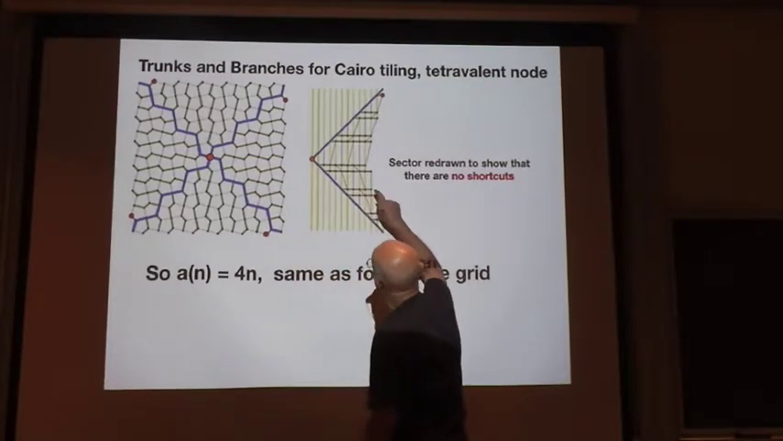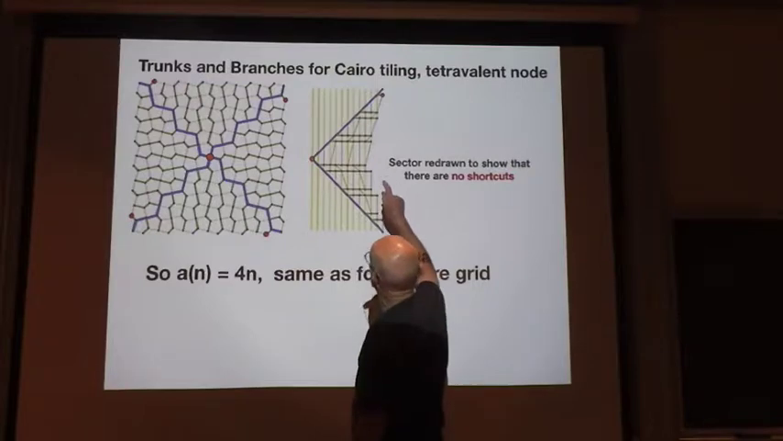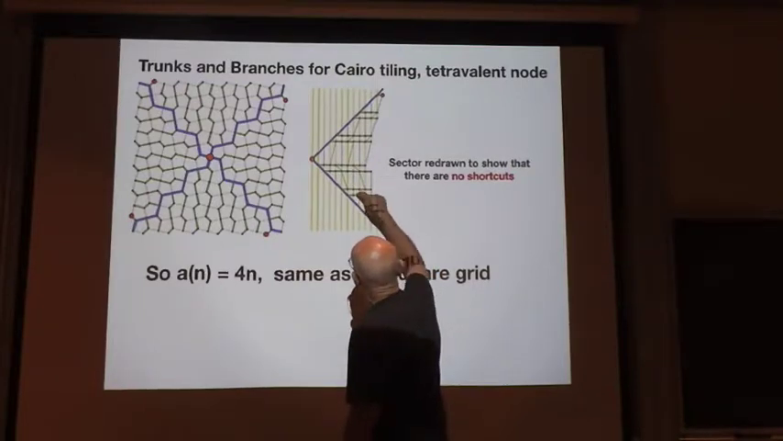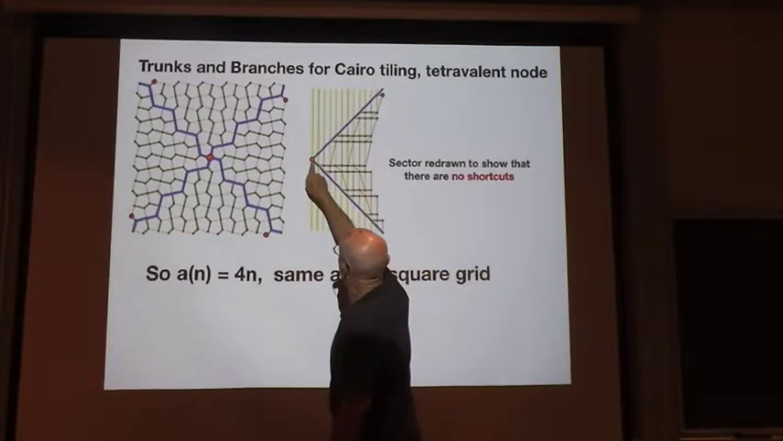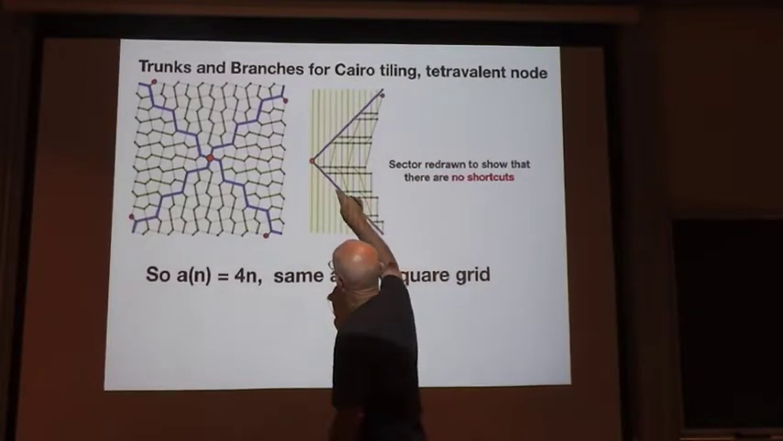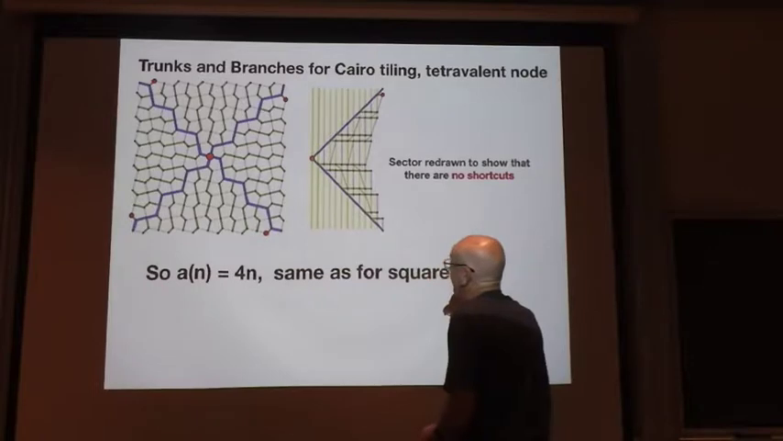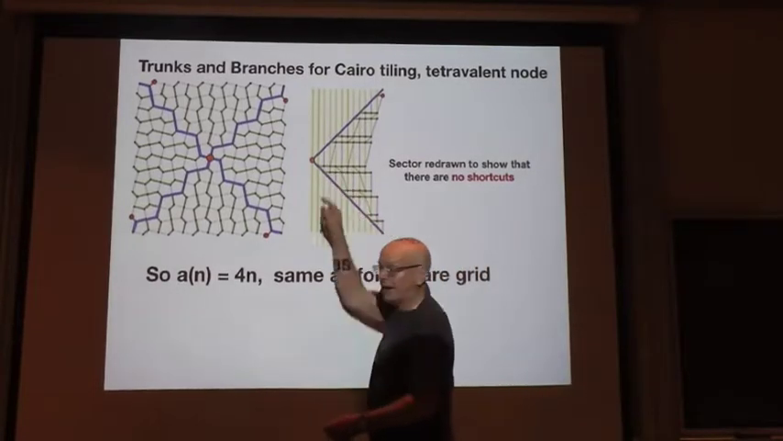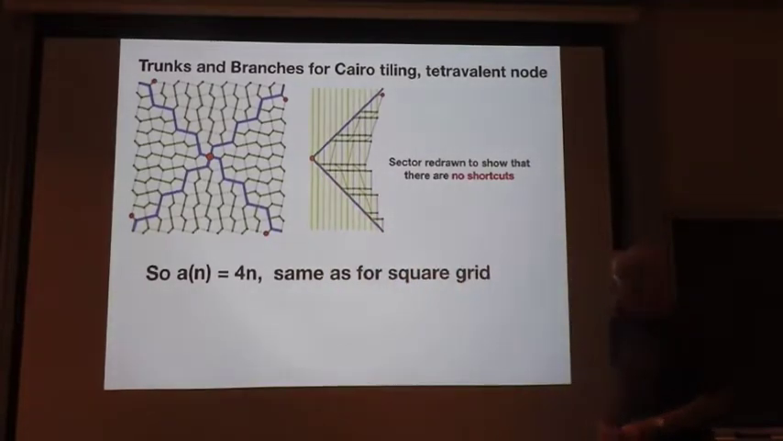There's no better way to get from a node to the base node other than go to the closest trunk and then go directly down the trunk. There are alternative paths, but there are no shortcuts.